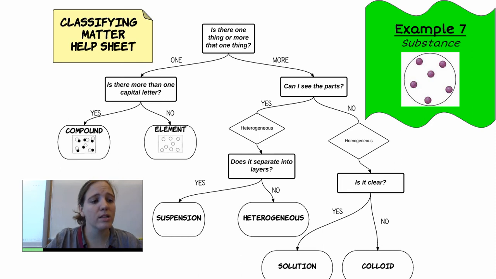Okay, so let's look at this substance. I just have a picture. The dots are all the same, so I have only one thing. Do the dots look exactly the same, or do I have dots that look like Mickey Mouse, things squished together? I only have one type of dot, so it's an element.